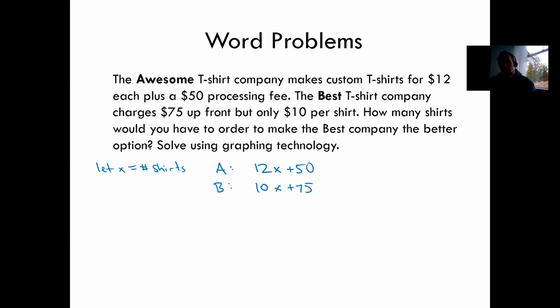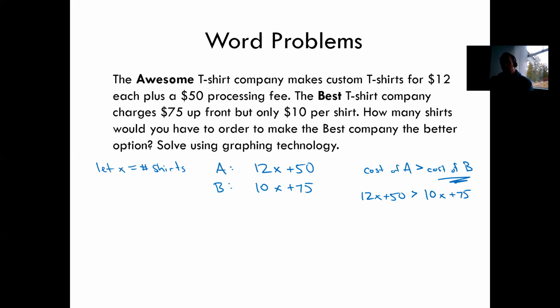So we want to make Best the better option. Now, if you want to be the better option, you're going to cost less money. So what we want is the cost of A to be greater than the cost of B. That's how we're going to make Best the better option, by having it cost less. So this is going to wind up being 12x plus 50 is greater than 10x plus 75.